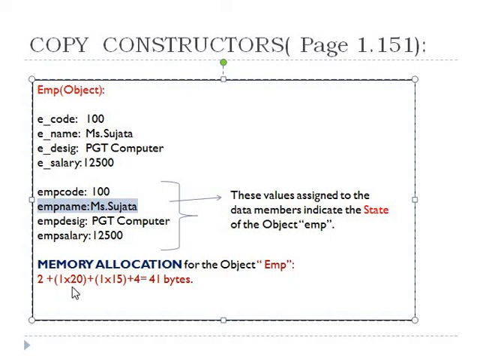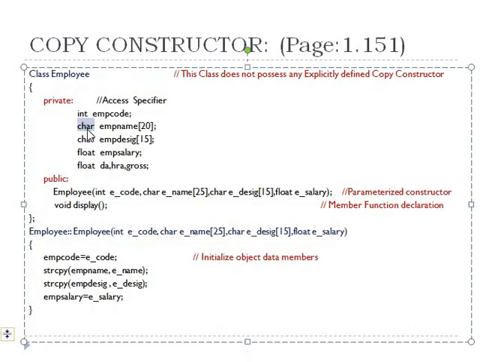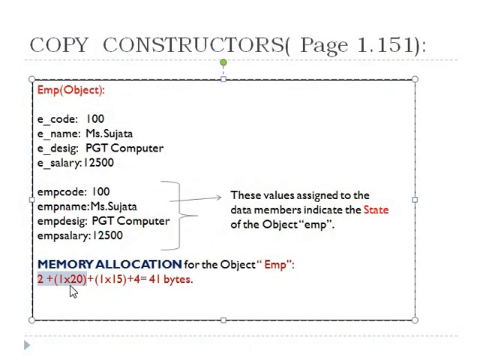So why 1 into 20? Because if you look at the data type of this data member EMP name, it's char, and char takes 1 byte of memory space. Now since there are 20 allotted characters, 1 has to be multiplied with 20, and that gives 1 into 20. So the previous 2 bytes has been added with this new 20 bytes, coming out from 1 into 20. Then I have to add one more, using this plus operator.